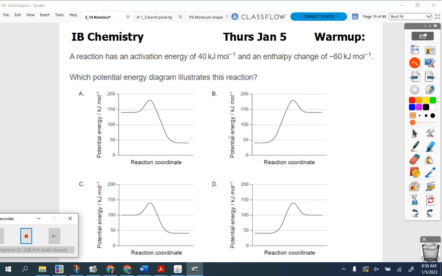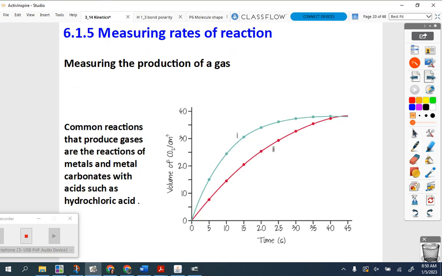All right, so we started yesterday talking about how do we get these data that we've been looking at, these rate graphs, where we're looking at either an increase in products or a decrease in reactants or something along those lines. So we talked a little bit about reactions that produce a gas. One way we can measure that type of reaction is to collect the gas and measure the volume.